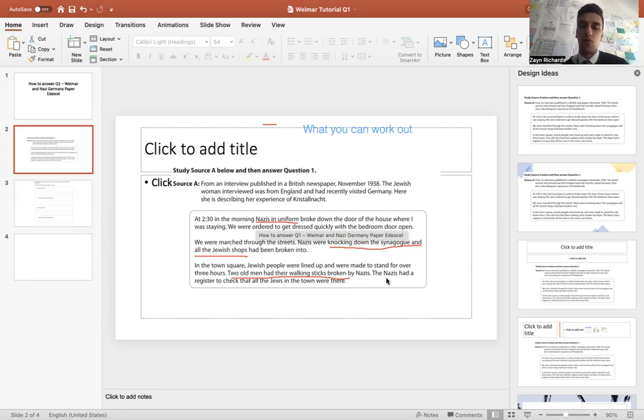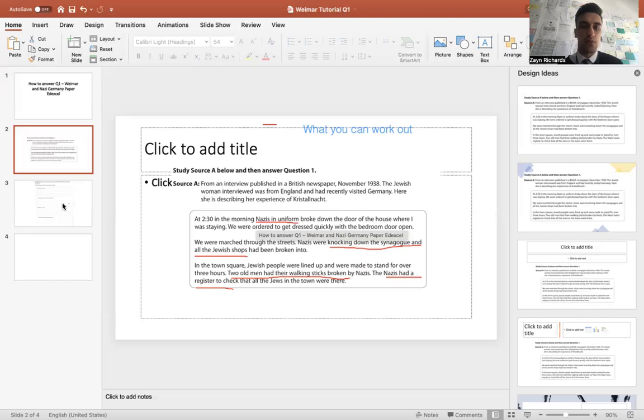And then the final quote that I thought you could potentially pick out is the Nazis had a register to check. First of all, think about, did you pick up on those quotations when you were reading it? And would you have come to similar conclusions? For the Nazis had a register, that's an example of the treatment of Jews being systematically awful, the fact that they're recording what they're doing and so on. So this is how I would approach this question.